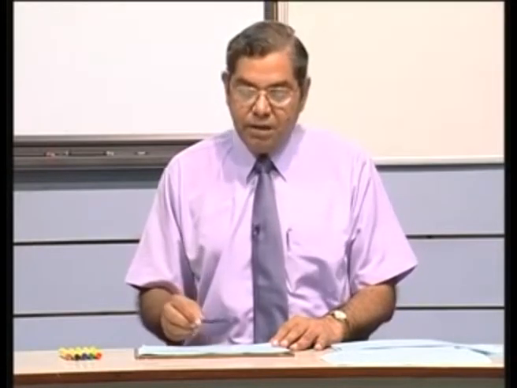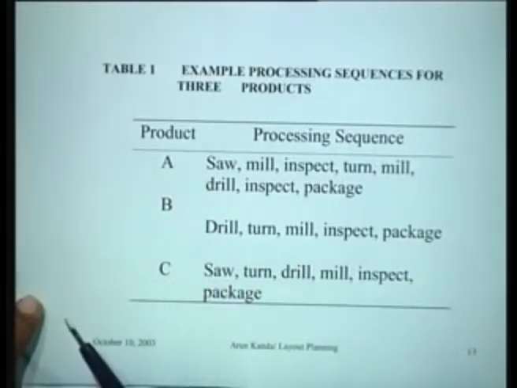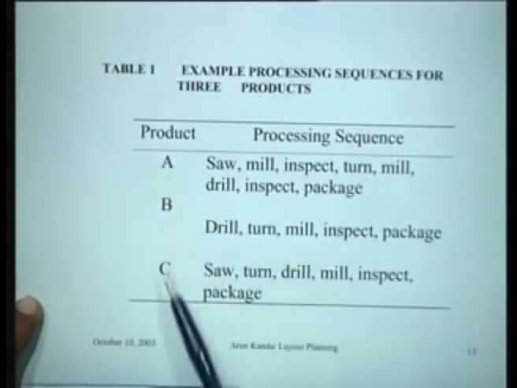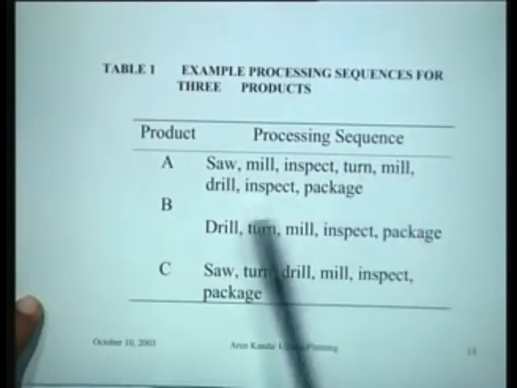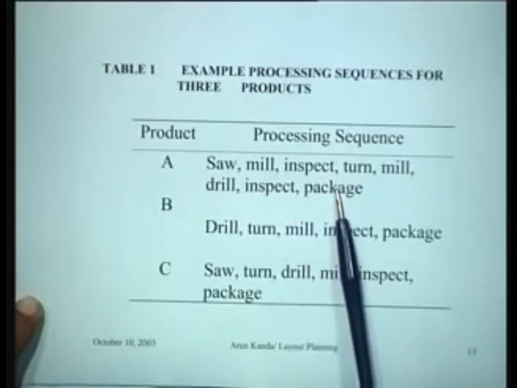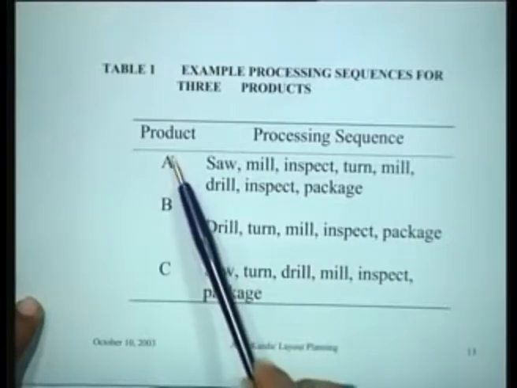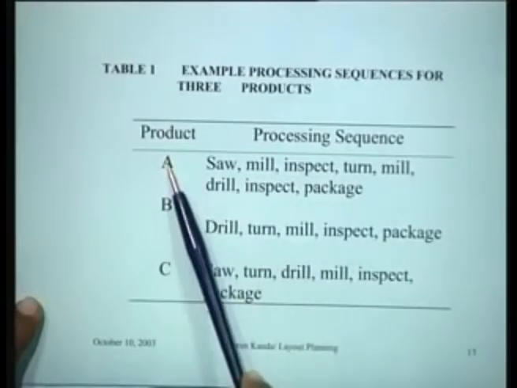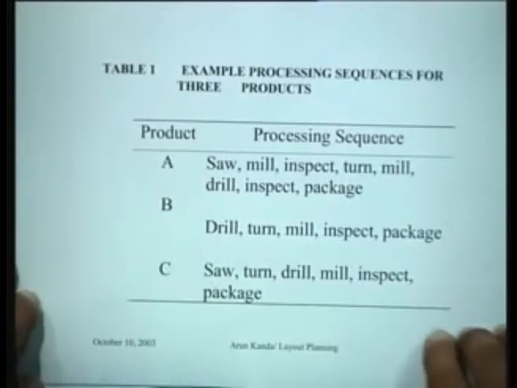We are saying essentially that there are 3 products A, B and C which we want to manufacture, and the processing sequence of these products is, this first goes to saw, then mill, then inspect, then turn, then mill, then drill, then inspect, then package. And similarly for this, and similarly for this. That means we know for each product the processing sequence. So we know the information pertaining to the product, what is the product and how it is going to be processed. Product and process information is available to us for these 3 products.